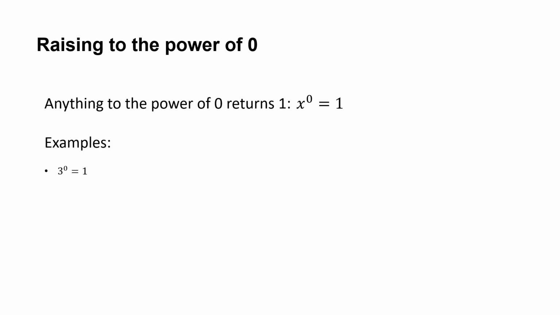We have 3 to the power of 0 equals 1. 100 to the power of 0 equals 1. You can see where this is going. We have 0.1 to the power of 0 equals 1. Or we could take 2/3 to the power of 0 and this just returns 1.